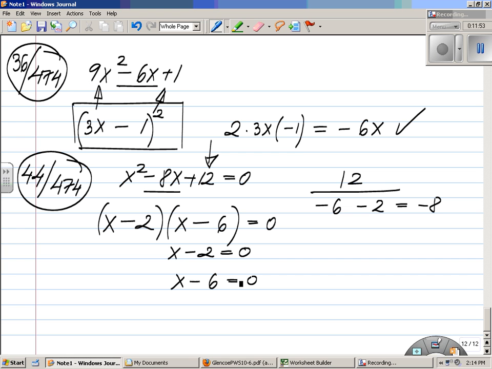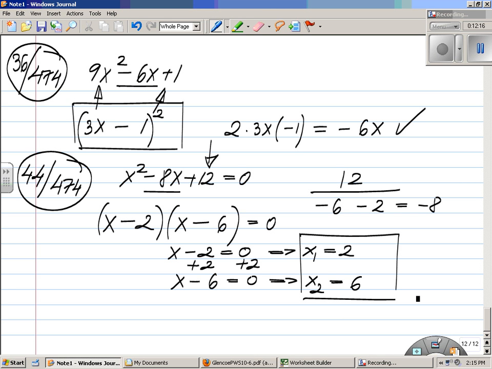Alright, let's solve the first one. What will be the step to solve this equation? x minus 2 equals 0. You will add 2 to both sides. x1 equals 2. Second one, x2, your second root, your second solution will be, Malcolm, 6. We're done. If you want, you should go ahead and check.